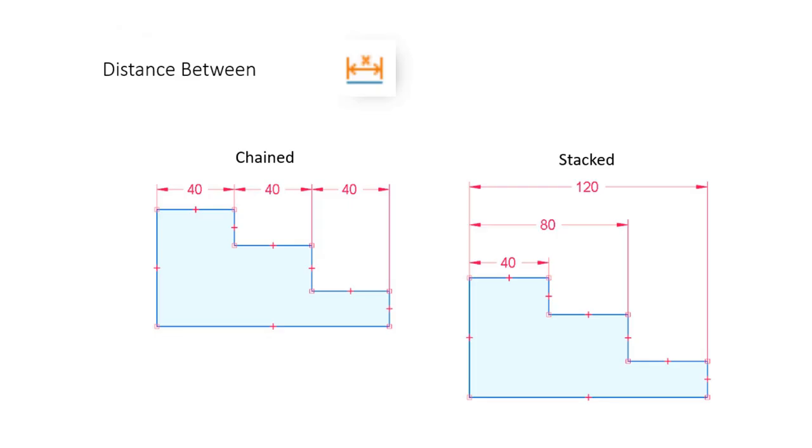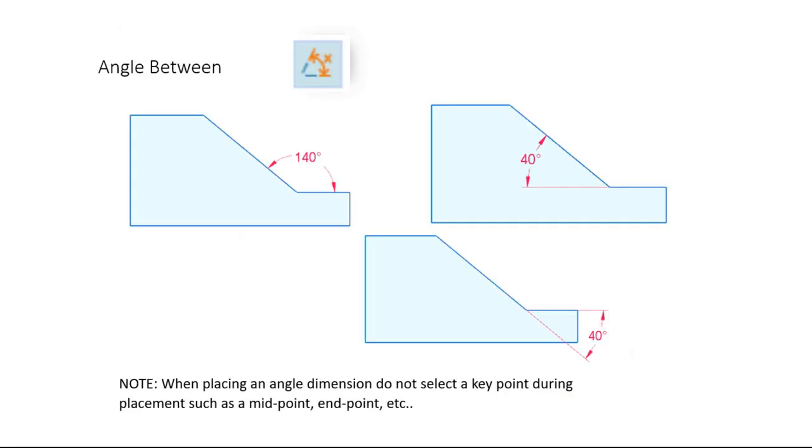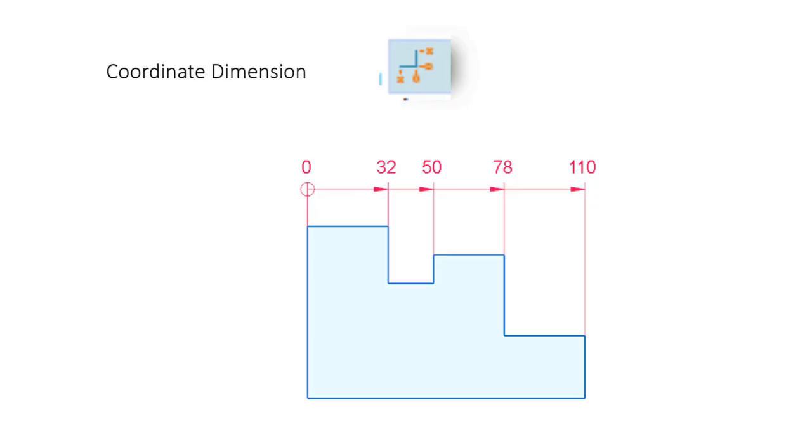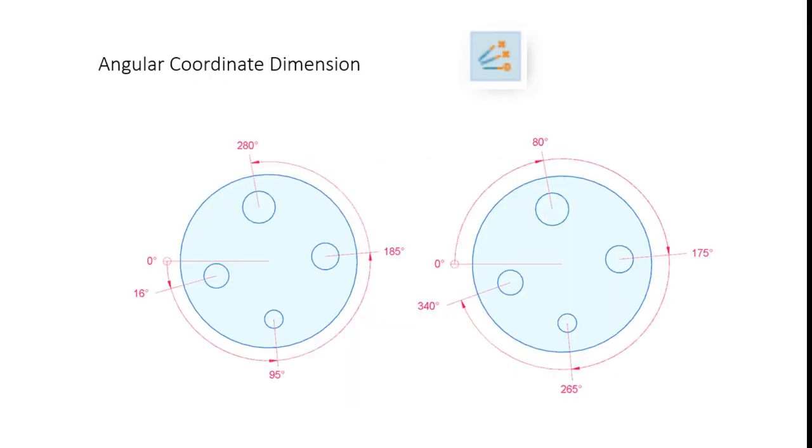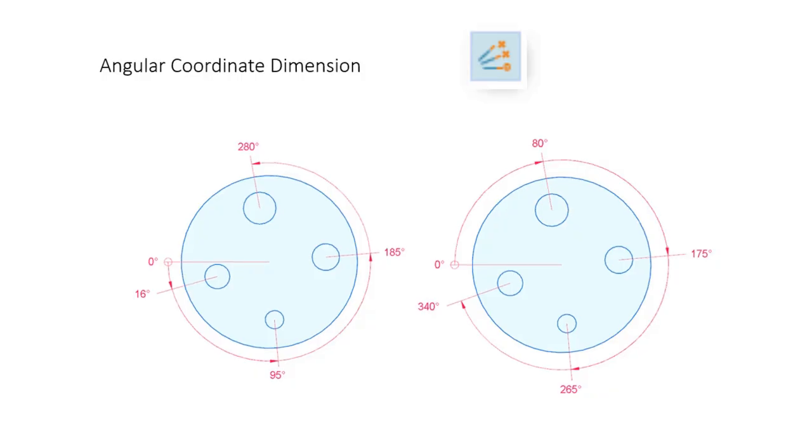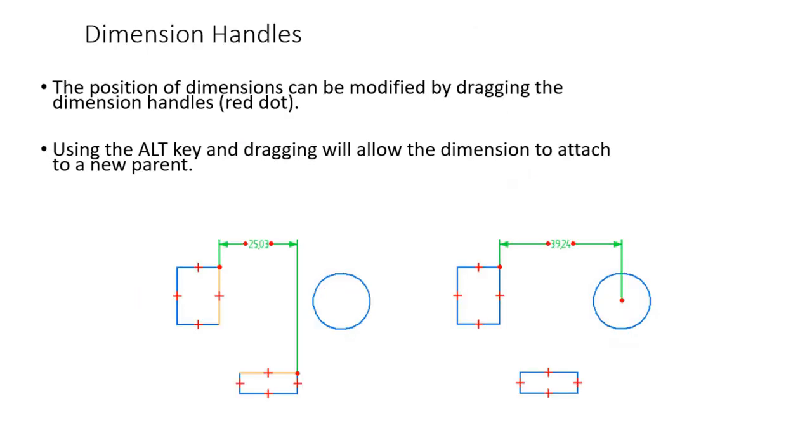Now let's take a look at some other dimensioning options. So the idea here is just go and click on these dimensions like angle between and experiment. It's another critical one, coordinate dimensioning. Again, just click on the angular coordinate dimension and try it out. The best way to learn this is just by experimenting and testing.